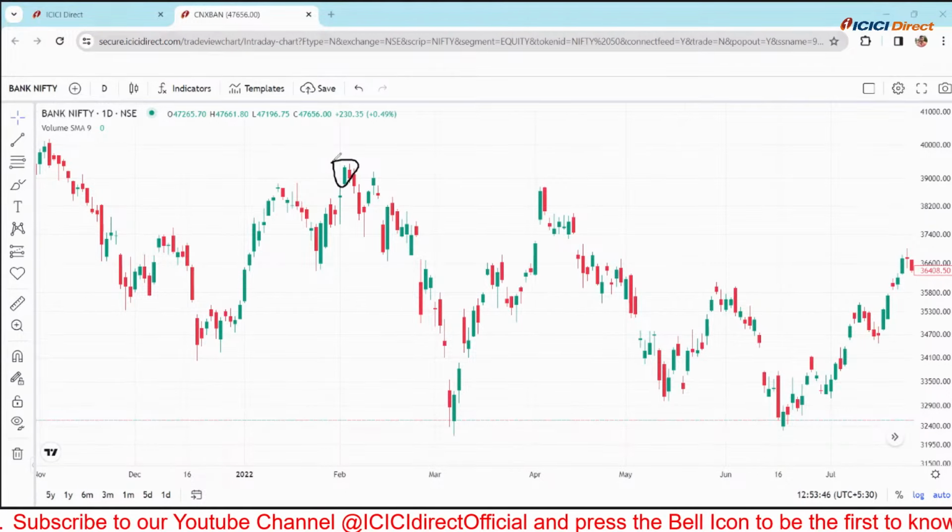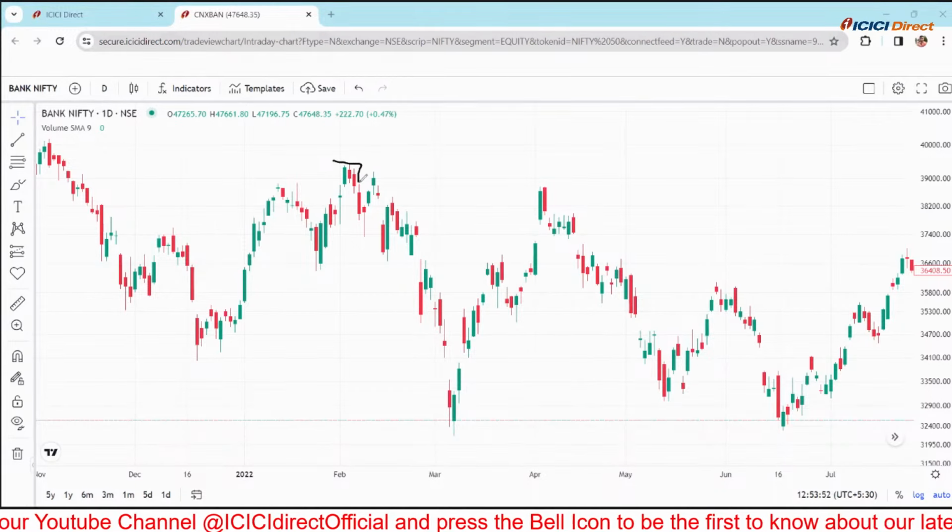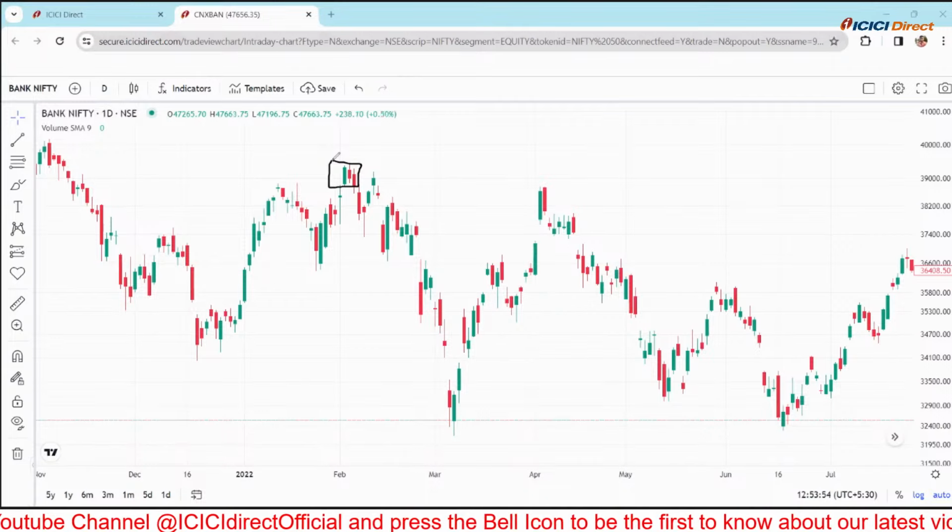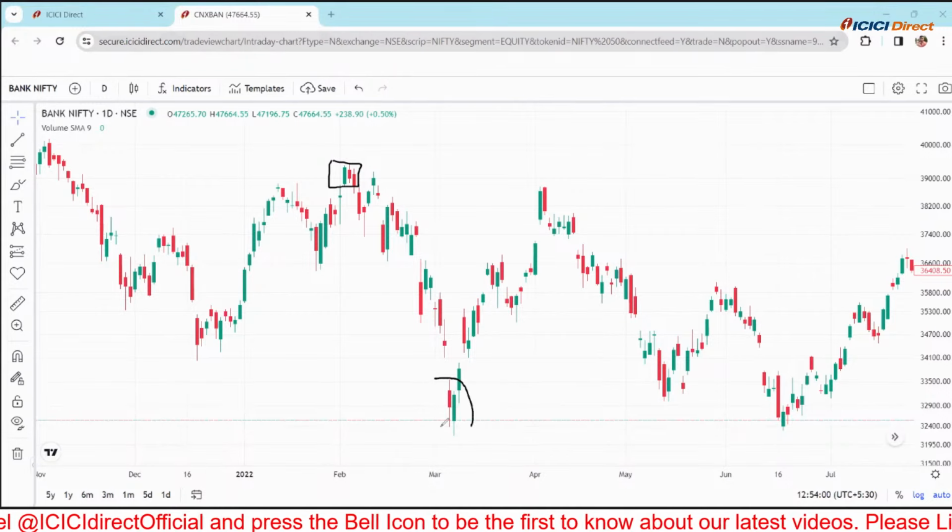Which candlestick pattern is this? These are two candlestick patterns. What is the candlestick pattern that is formed here? Yes, that's right. This is bullish piercing. That's right, Arun. Perfect, Sachin.